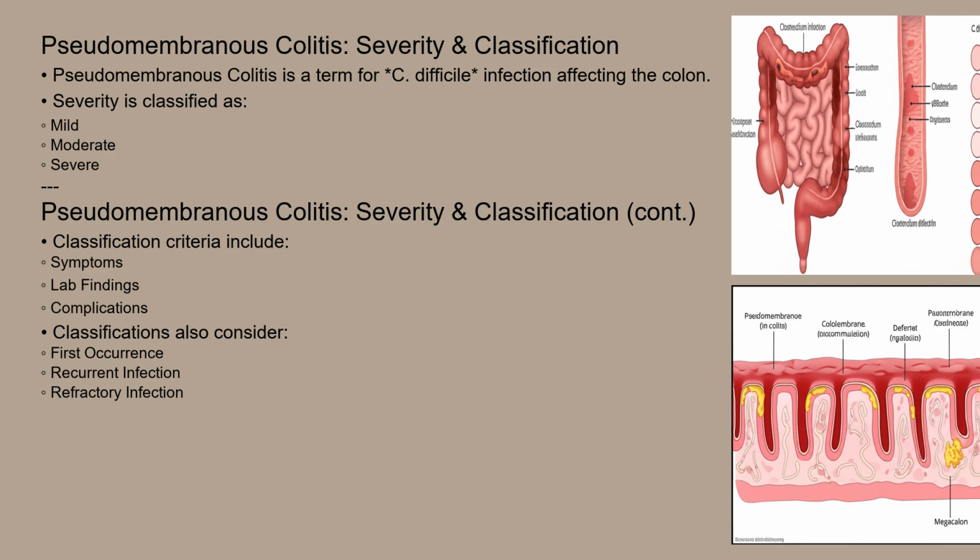While the term pseudomembranous colitis is most commonly used, sometimes the severity is classified as mild, moderate, or severe based on symptoms, lab findings, and the presence of complications. Some classifications also take into account whether the infection is the first occurrence, recurrent, or refractory, meaning it doesn't respond to initial treatment. However, it's essentially all referring to the same C. difficile infection affecting the colon with pseudomembrane formation.